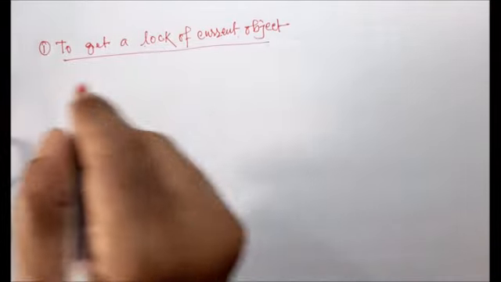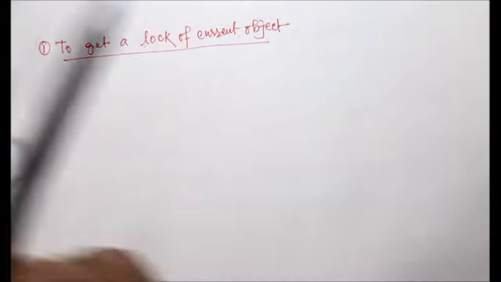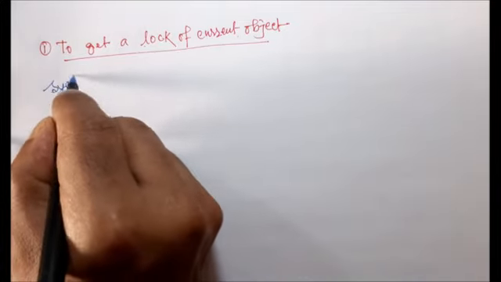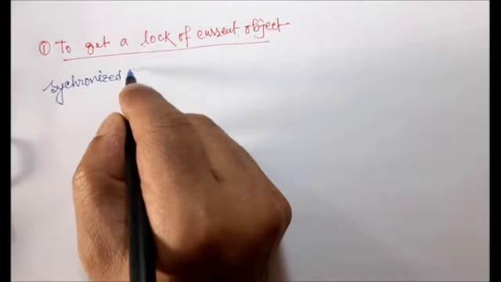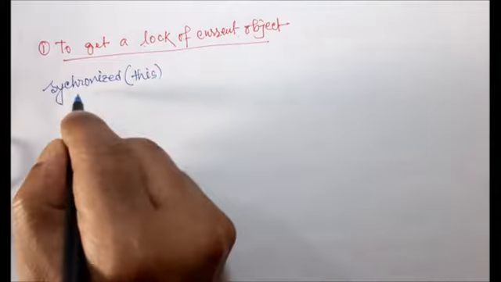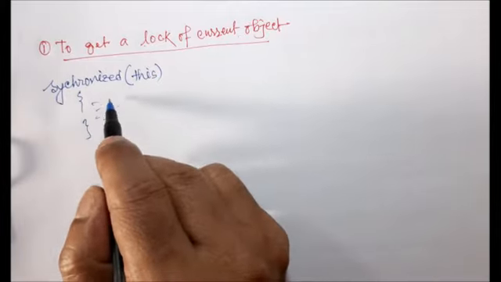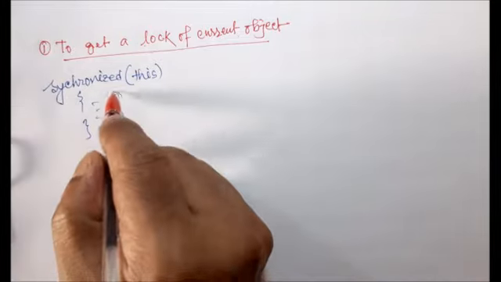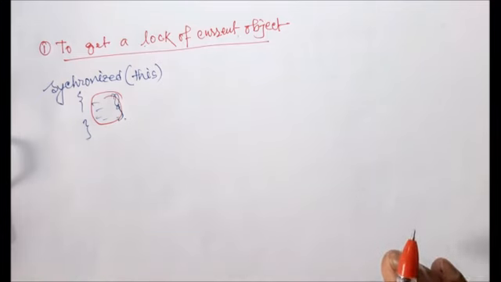So first, to get a lock on the current object, how can I declare it? We use the synchronized keyword. After that, within the first bracket you can write this, then the block of code. So only this block of code will be accessed by this thread.